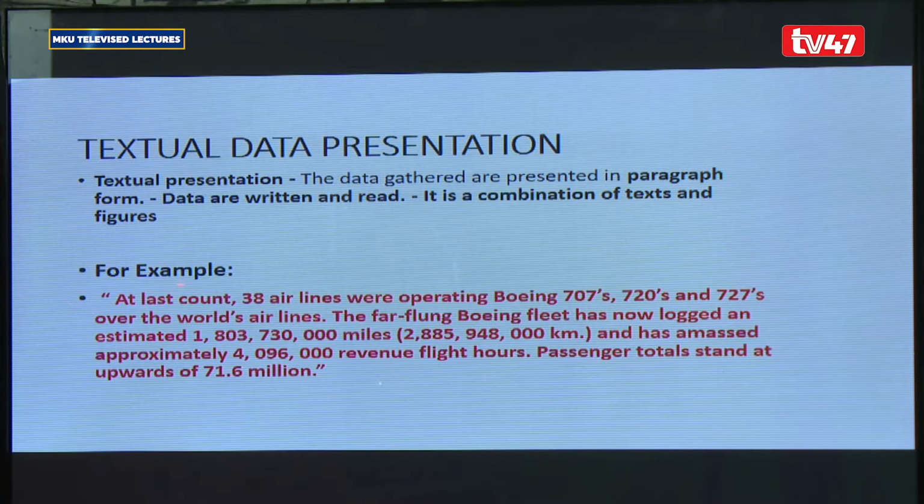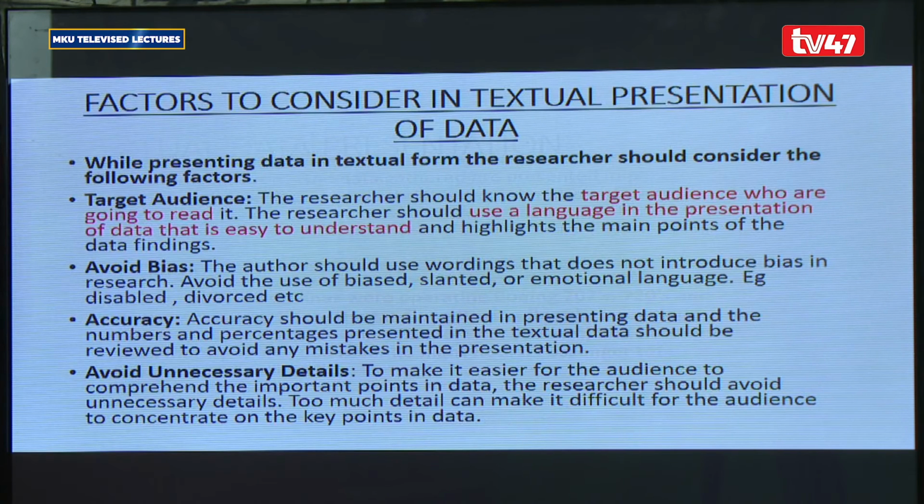And then you can see we have the words. The words and the text is here, but you can also see a combination of the figures or the numbers. And I'm just going to read the first sentence. At the last count, 38 airlines were operating the Boeing 707s, the 720s, and the 727s over the world's airline. That is our sentence. And you can see there is a word, and you also have the figures. This is a good example of the textual presentation.